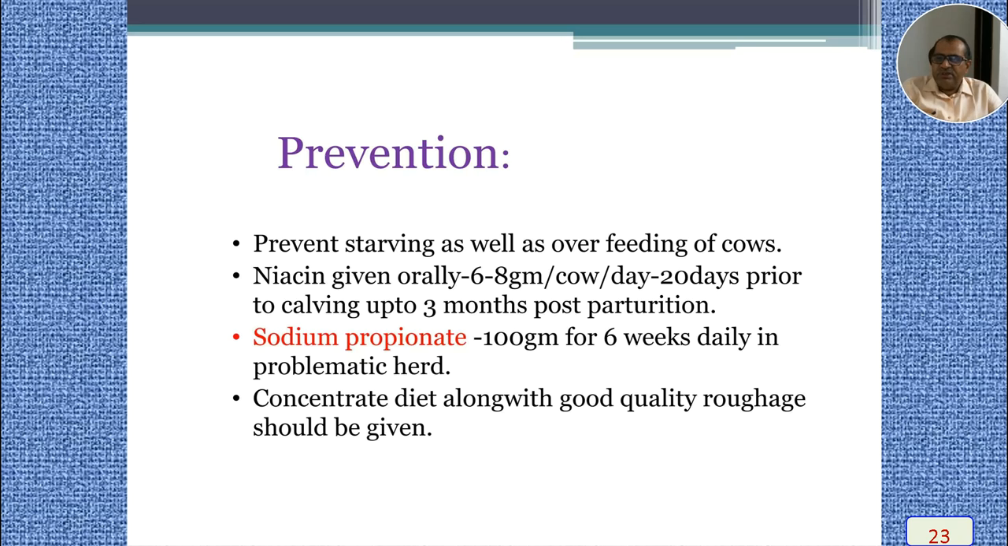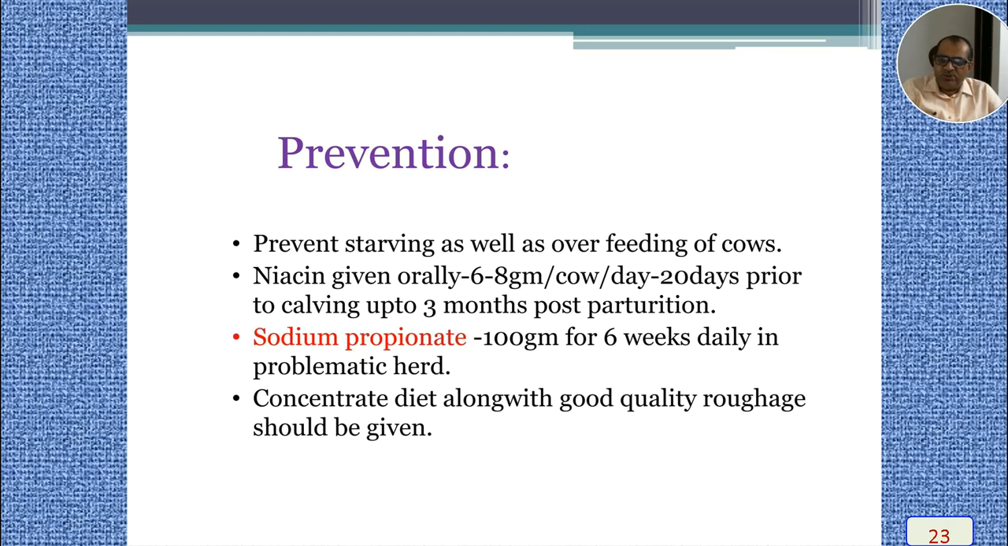And apart from this, niacin is given orally, 6 to 8 gram per cow per day for 20 days prior to the calving, or up to 3 months of post parturition, and the animals should be administered the niacin. That's always the better choice. And we should see that during the peripartum, they should not accumulate more and more body fat.